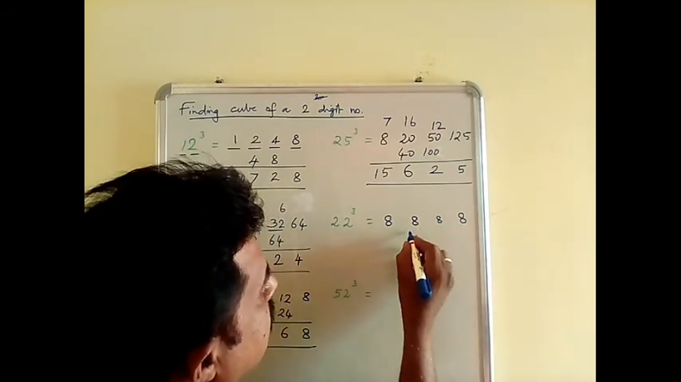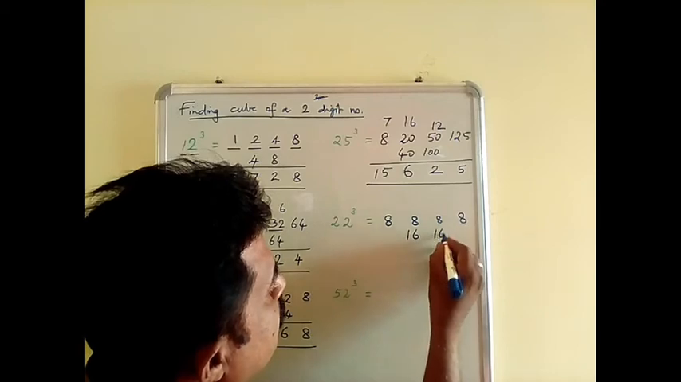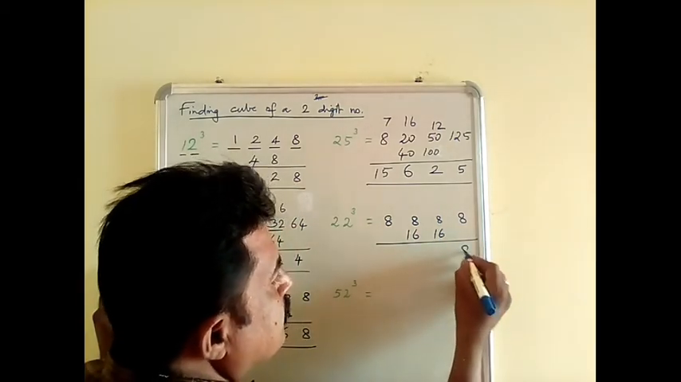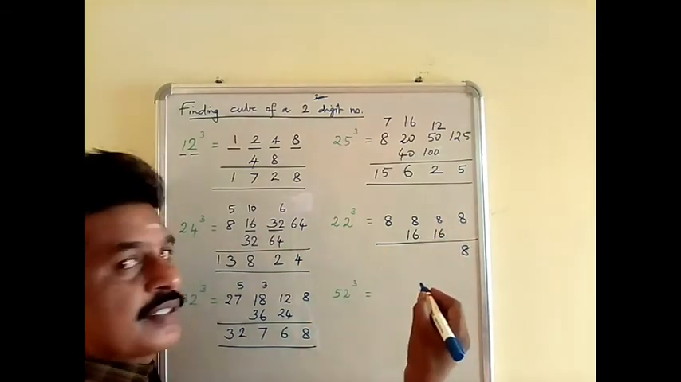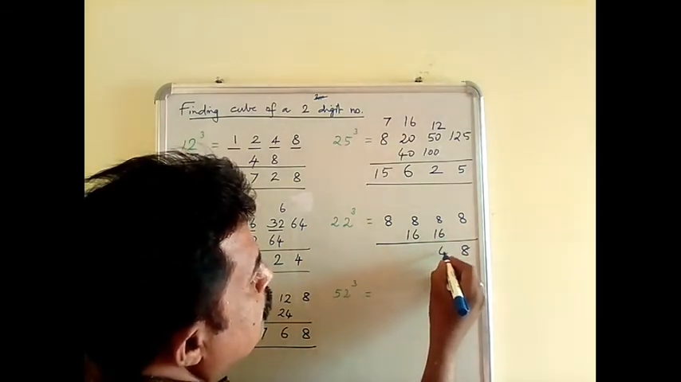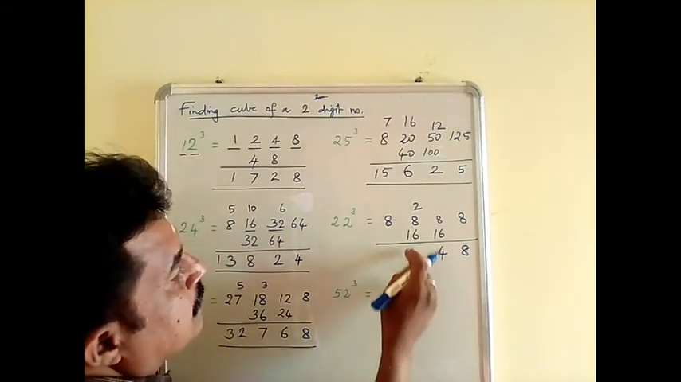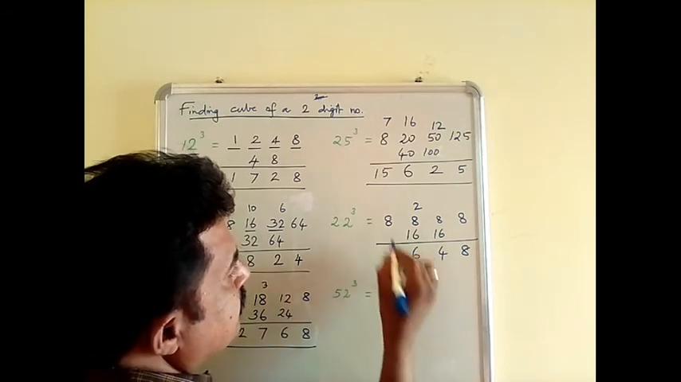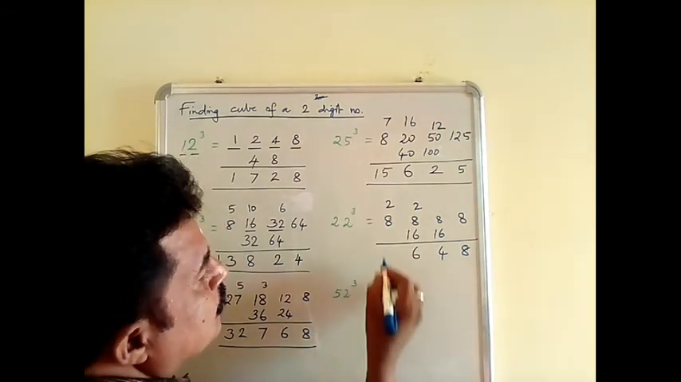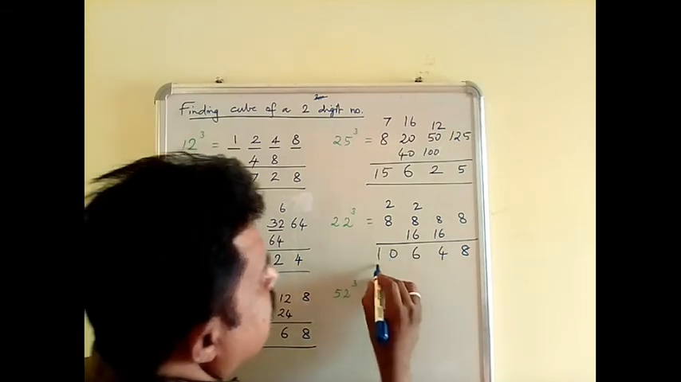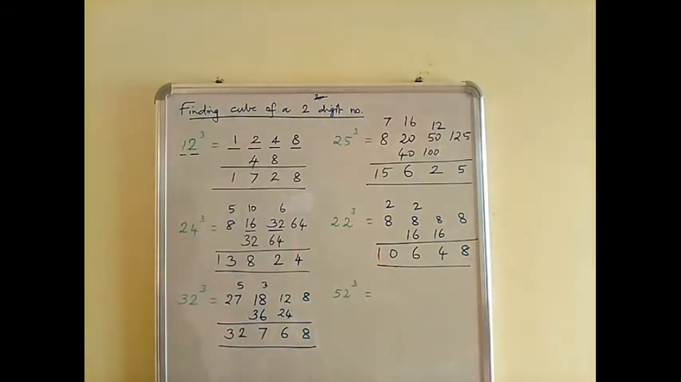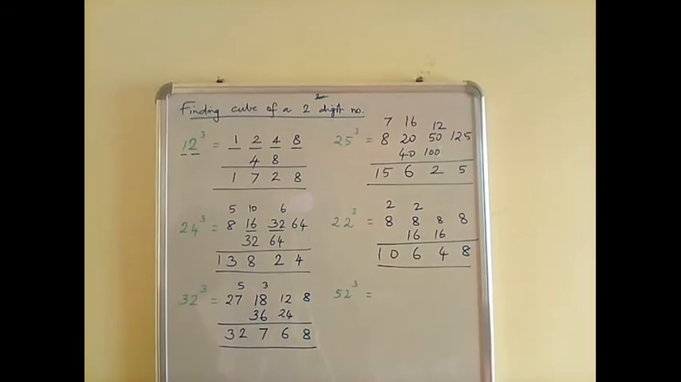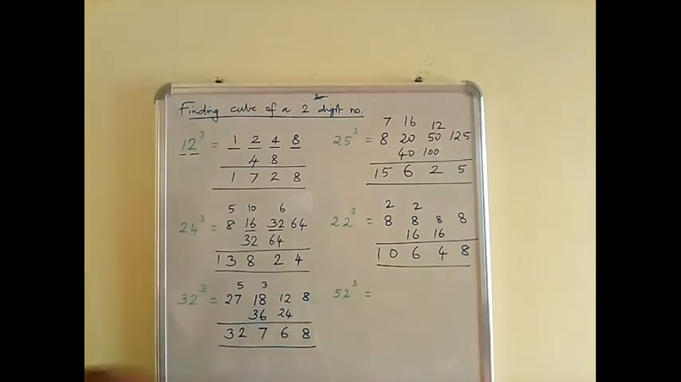Now double this, get 16. This is also 16. Now add. This is 8. 16 plus 8, 24. So 4 carry 2. And this is 16 plus 10, 26. 6 carry 2. So 8 plus 2, 10. Therefore 22 cube is nothing but 10,648.